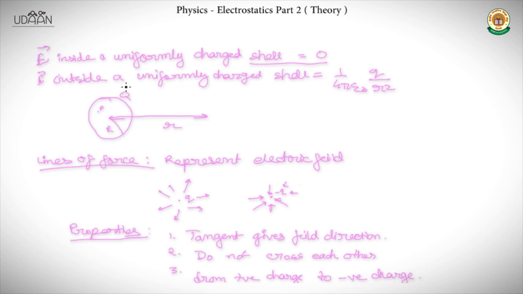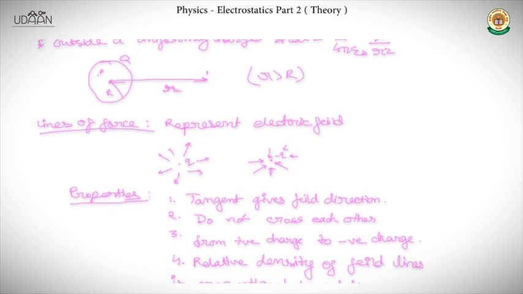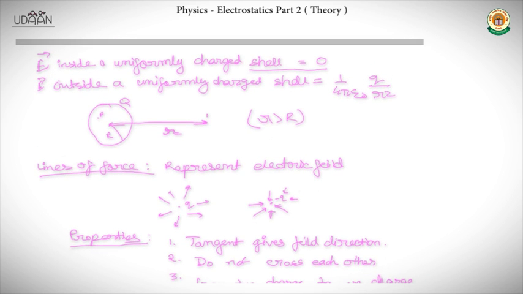The electric field outside a uniformly charged shell is equal to 1 by 4 pi epsilon naught Q by r square, where r, say this is a point, is the distance from that point to the center of the shell. Which means a uniformly charged shell, for a point outside, like for r greater than the radius R, behaves like a point charge placed at its center. And what is the value of the electric field if r is equal to the radius of the shell?